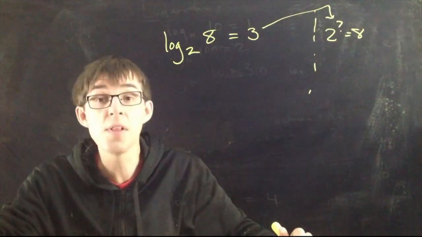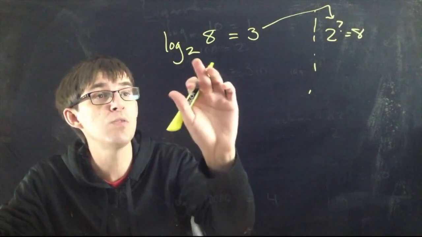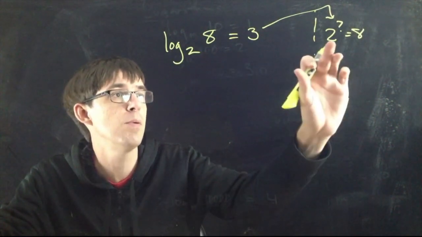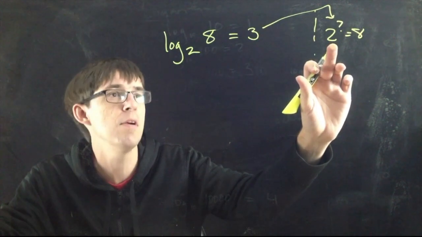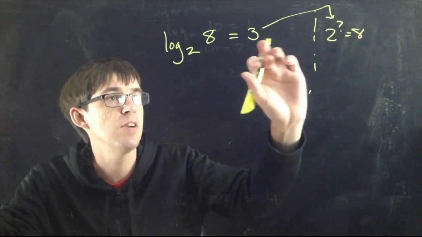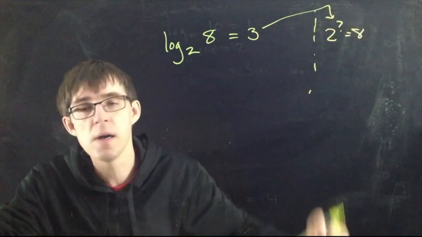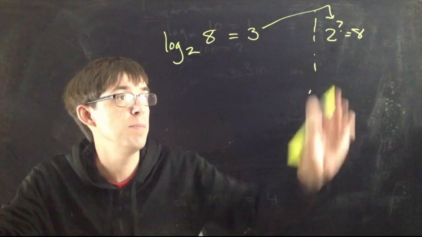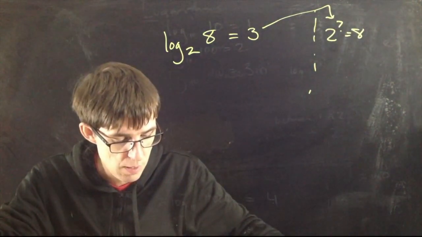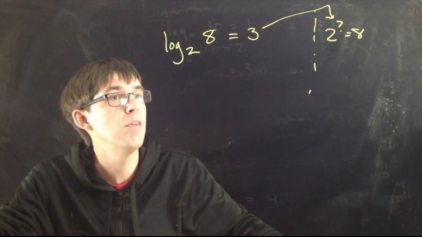All right? This is the log base 2. And the log base whatever, this number is always the base of the exponent down here. This number is the answer, and then this 3 is what appears in the exponent to make that equation true. All right? Log base 2 of 8 is 3.